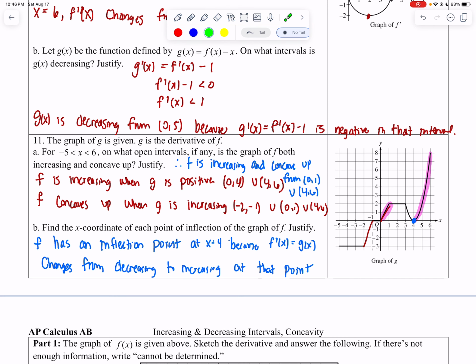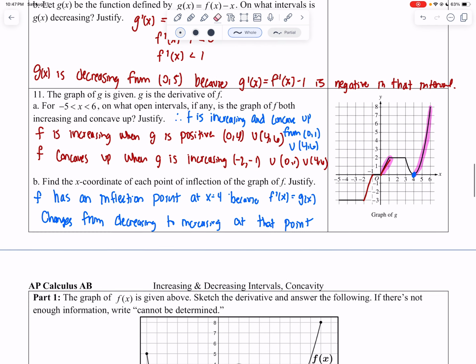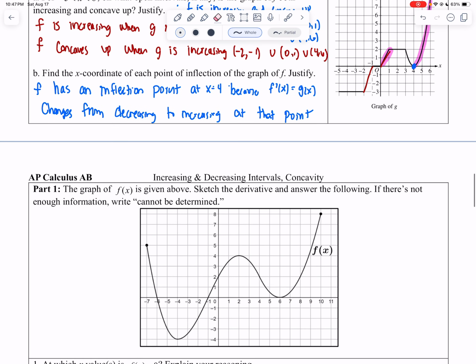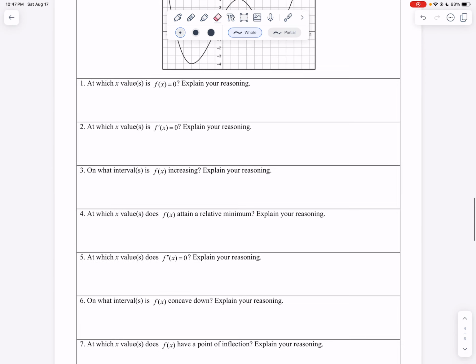All right. In the next video, we'll look at 3 different graphs. Well, the same graph, but let's say that to give you that graph being f of x, that graph being f prime of x, and then that graph being f double prime of x. And then we're going to see what happens with these problems here.